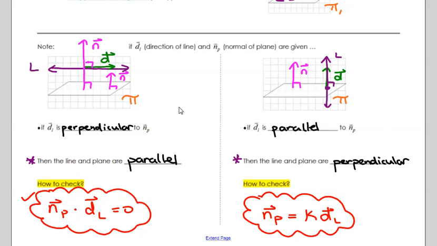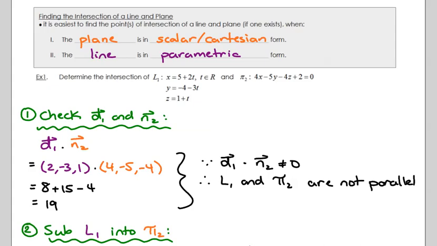To be honest, I mainly use the first tool, the one on the left, a lot more. So as long as you understand that one, I think we're good. Let's take a look at some examples. When I'm referring to a plane and a line, I'll try to use different colors so that you can follow. It actually makes it a lot easier to do these intersections when the plane is in scalar Cartesian form and the line is in parametrics.